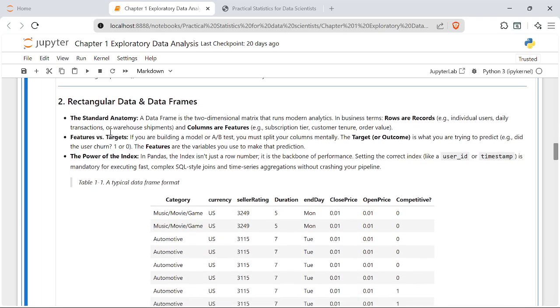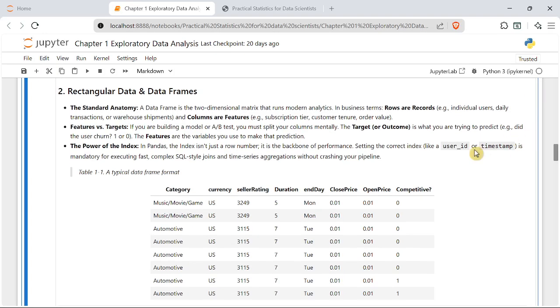Second topic, rectangular data and data frames. The standard anatomy. A data frame is a two-dimensional matrix that runs modern analytics. In business terms, rows are records, for example individual users, daily transactions or warehouse shipments, and columns are features like subscription tier, customer tenure, order value, etc.